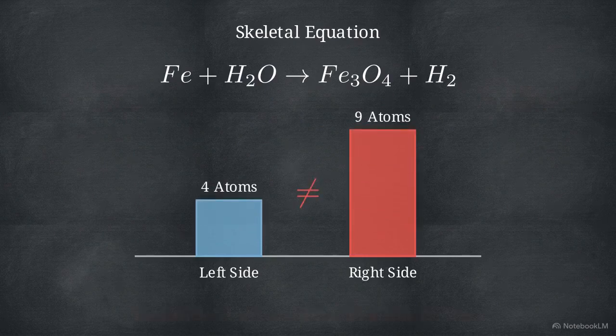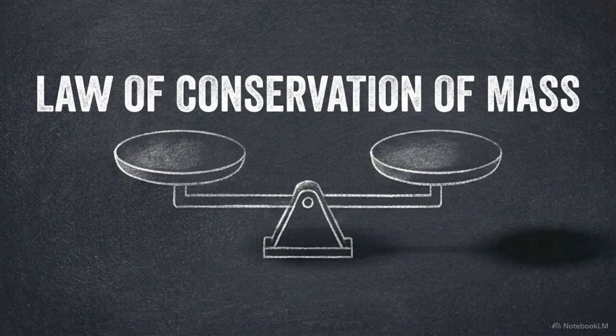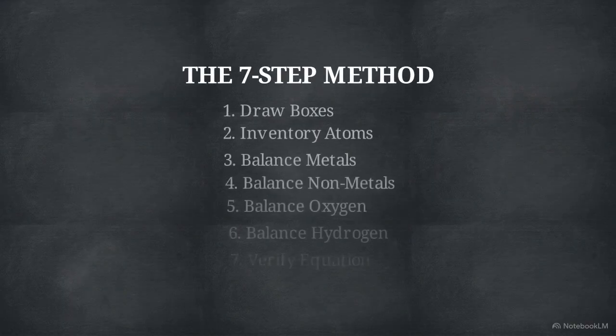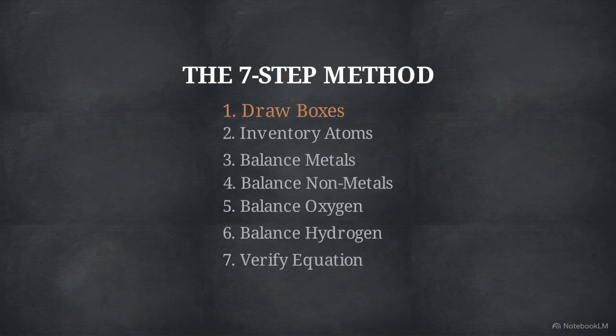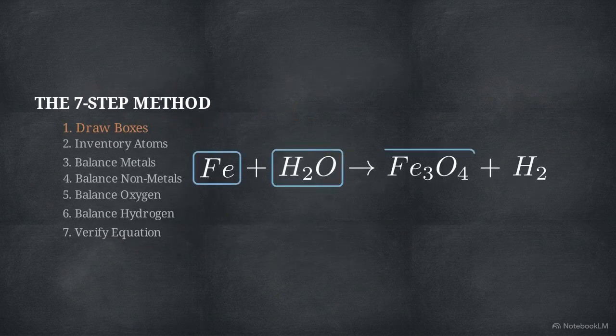Because the atom counts are unequal, this equation does not yet satisfy the law of conservation of mass, which states that atoms cannot be created or destroyed during a chemical reaction. To make the written equation match the physical reality, we must balance it. We can do this systematically using a 7-step method to ensure the number of atoms for each element is identical on both sides. Step 1 is to draw boxes around each formula in the equation.